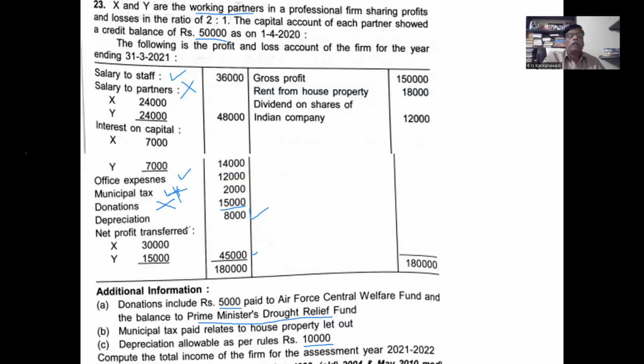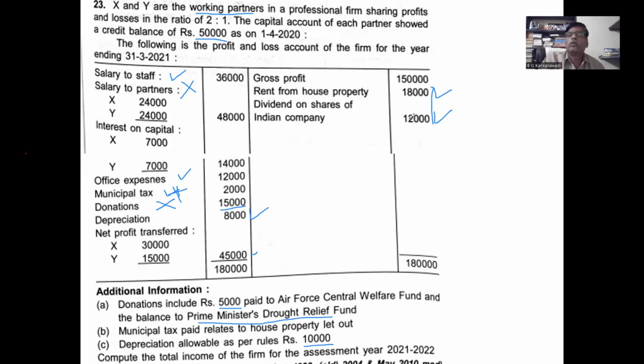You take these items, take the total, thereafter less other head incomes. The other head incomes are first rent from house property, thereafter dividend on shares of an Indian company. These two are not related to business. So in the less heading, you deduct 3 items: one is rent from house property, second is dividend, third is depreciation. If you deduct these 3 items, you will get book profit.